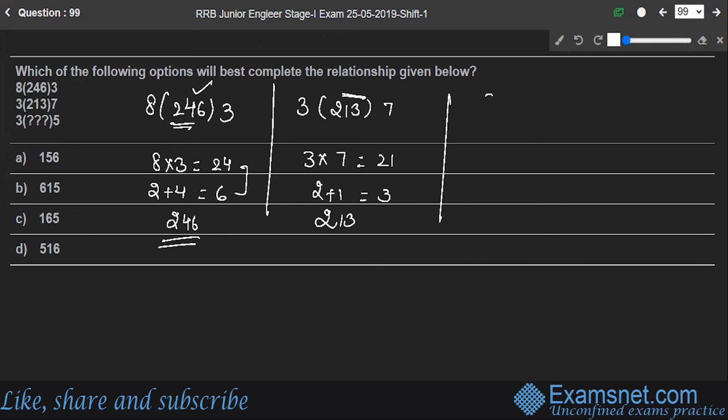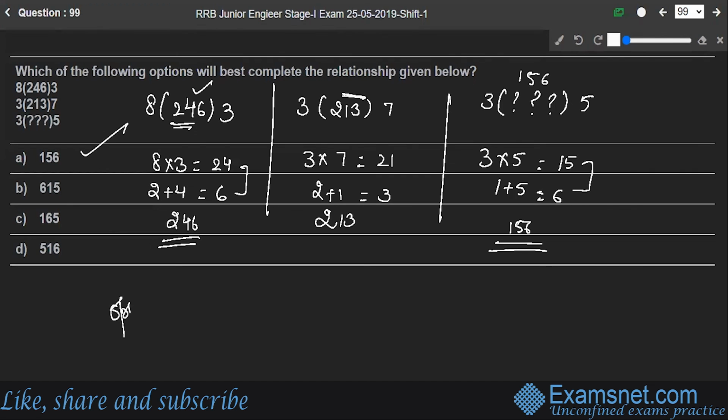Third one, 3, question mark, 5. So 3 into 5 is equal to 15, and 1 plus 5 gives you 6. So combining both of them, you have 156. So here it will be 156. That's your option A. Hope you got that.